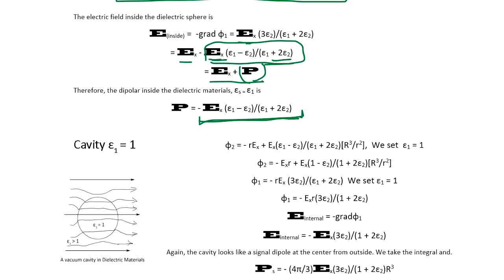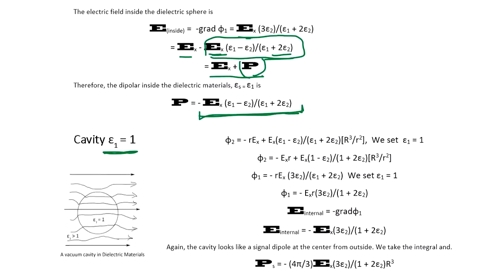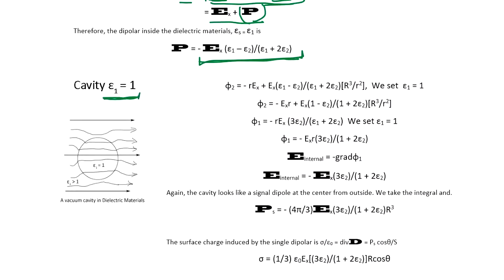Now let's see, we have a cavity. The relative permittivity is 1 inside. So the electric field flows like that. It's going to flow more inside the cavity. So we set this value, then solve this. So we go through this. You can take time to go through the details. We get this.